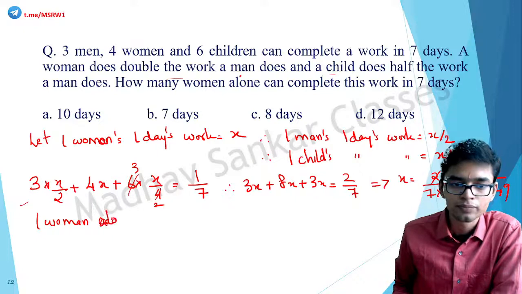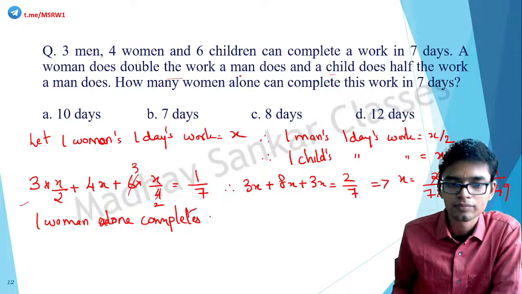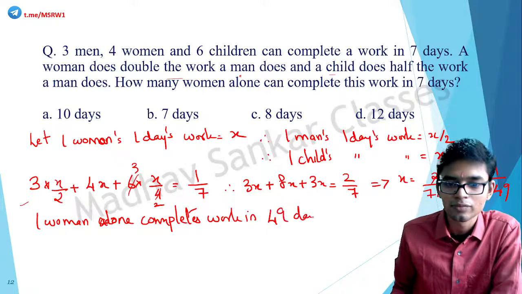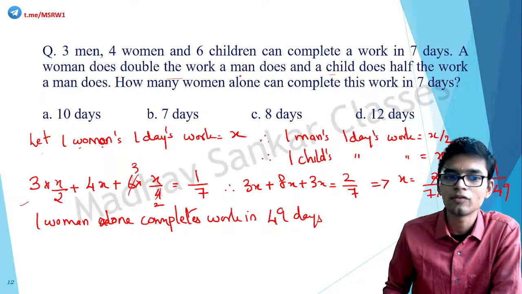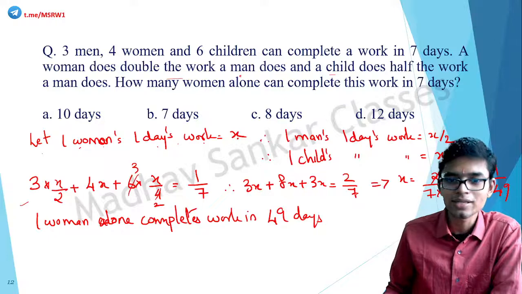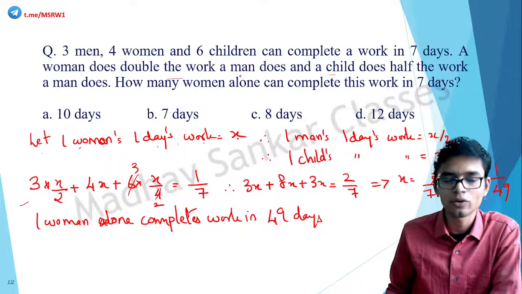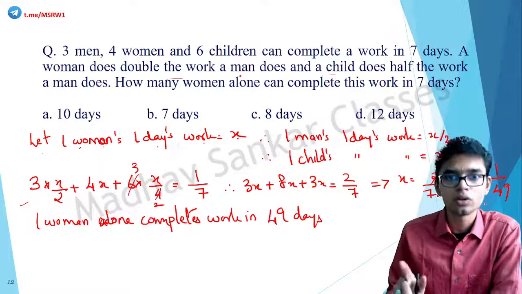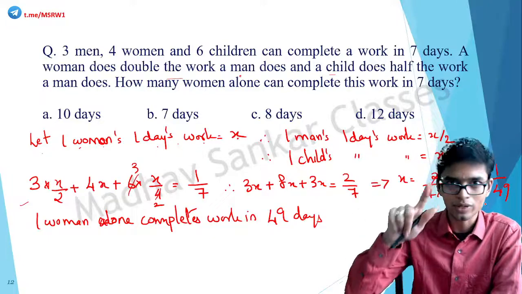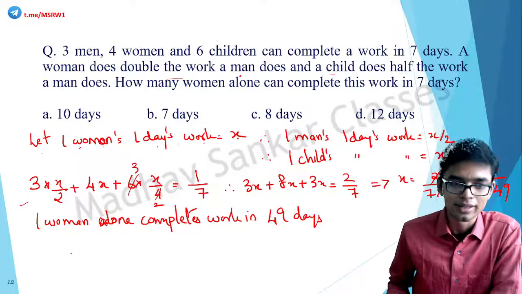alone completes the work in 49 days. Okay, x is woman, correct? Let 1 woman's 1 day's work be x. So the value of x is equal to 1 by 49, which means 1 woman can alone do the work in 49 days. Reciprocal. All right.